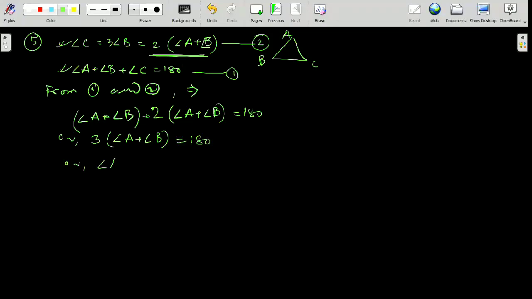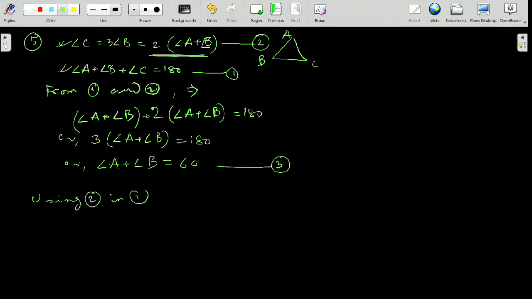So from here you can write angle A plus angle B is 180 divided by 3, that is 60. So A plus B is equal to 60. Mark it equation number 3. Also, using 2 in 1.